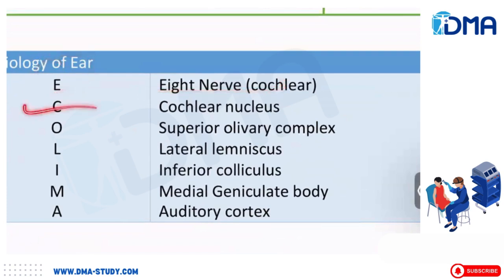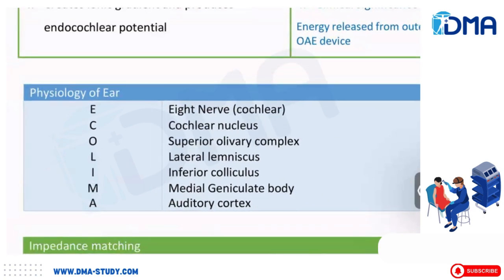Then the cochlear nucleus, then the superior olivary complex, then the lateral lemniscus, then the inferior colliculus, then the medial geniculate body, then the auditory cortex. Very, very important. You should never forget this mnemonic, ECOLIMA. It is pretty important.